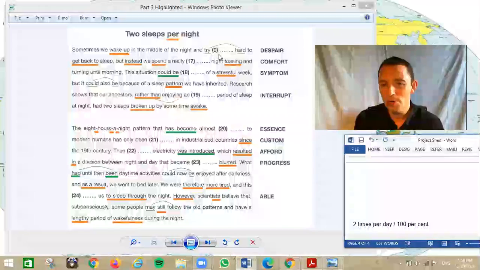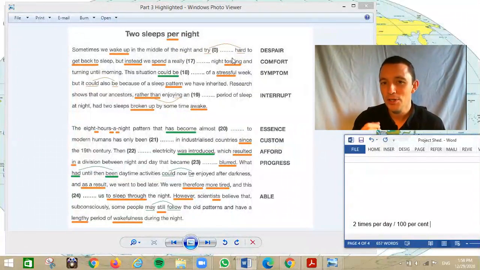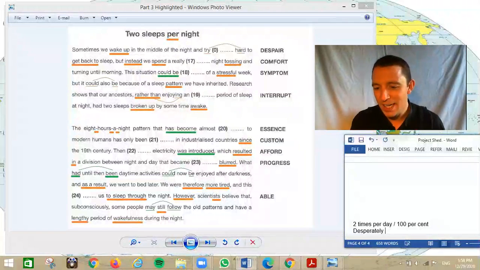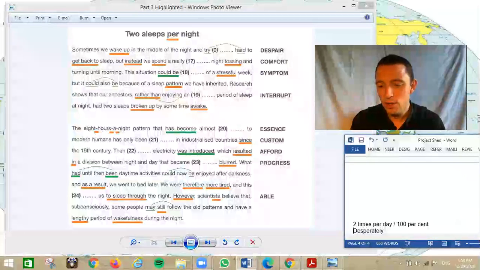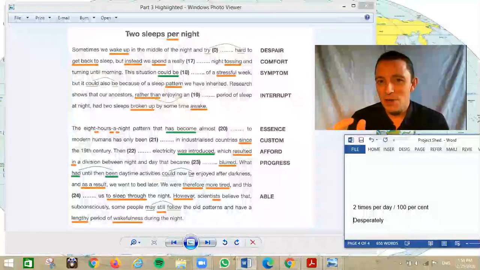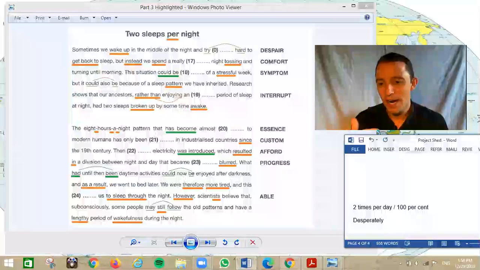Okay, the reason I connect try and hard is because it's very, very typical. You can try very hard, you can try really hard, you can try absolutely hard, and here it's related to despair, and the correct word is desperately. Okay, so I'm just going to type that, desperately. So you try desperately hard to go back to sleep, okay? As I said, the reason I connect try and hard is because there are other possibilities. Try very hard, try really hard, try desperately hard. That's a bit more dramatic.